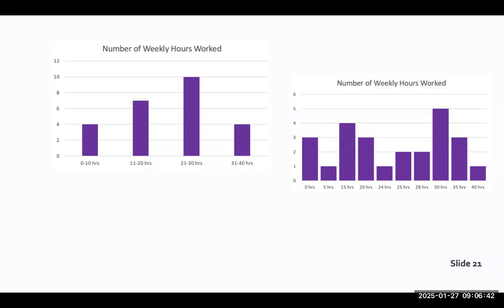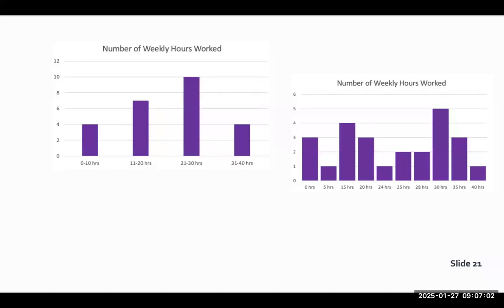Then I went and counted how many values I have between 11 and 20, and I made this bar here. It turned out that I have 7. You can see the height of the bar is 7. So there were 7 data values between 11 and 20. Then I counted how many were between 21 and 30, and how many were between 31 and 40.